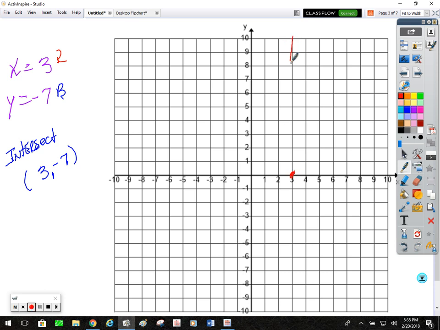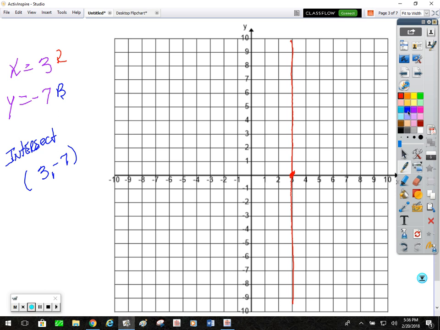Now I can put a bunch of dots if I need to. But since I'm crossing at x equals 3, I'm just going to go ahead and draw my line to the best of my ability, which is not really good today. Okay, so here's my vertical line.